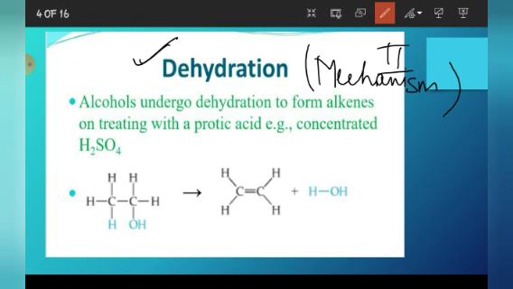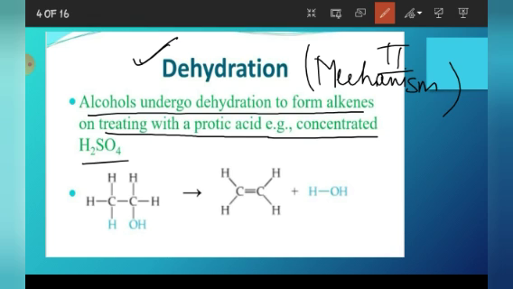Now see, alcohols undergo dehydration to form alkenes on treating with protic acid, for example, conc H2SO4. So here H plus should be written. This is an alcohol. What will happen? This will be eliminated as water, and we will get an alkene here.